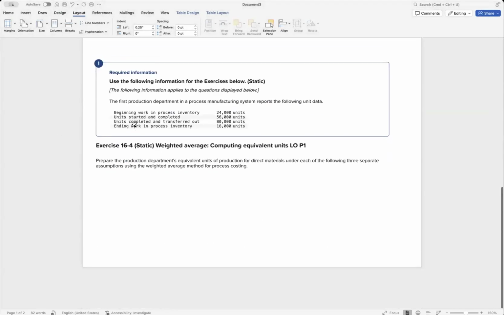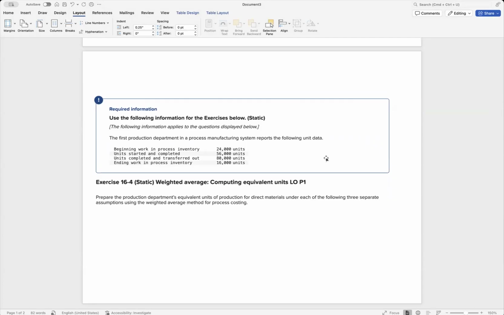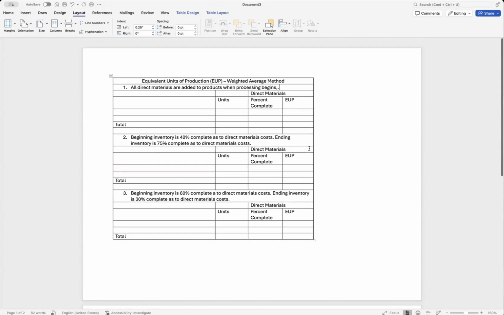The first thing I want you to pay attention to here is that the beginning work in process inventory, which is 24,000, plus the units started and completed, which is 56,000, equal the units completed and transferred out, which is 80,000. So for purposes of this question, we're only going to be looking at units completed and transferred out and then work in process inventory. Why are we doing that? Because the beginning work in process inventory, 24,000, has been completed and transferred out. And the units started and completed, 56,000, have also been completed and transferred out. We know that because those two numbers added together give us the units completed and transferred out of 80,000. Typically within the production cycle, the beginning work in process inventory is usually completed. And the units started and completed, it tells you that they were started and that they were completed, so those were completed and transferred out as well. Hopefully that makes sense. But let's go back to the table.